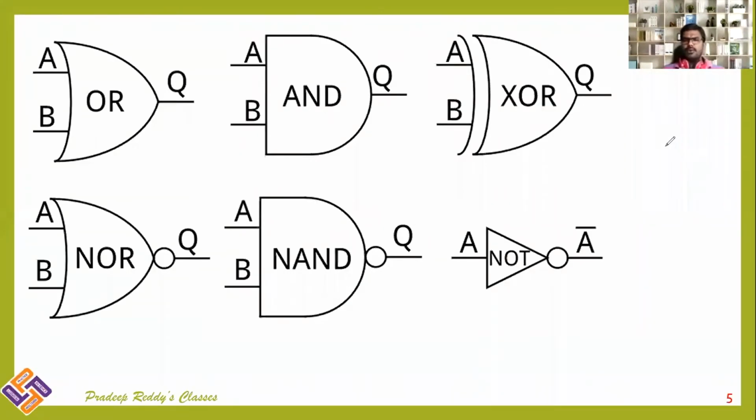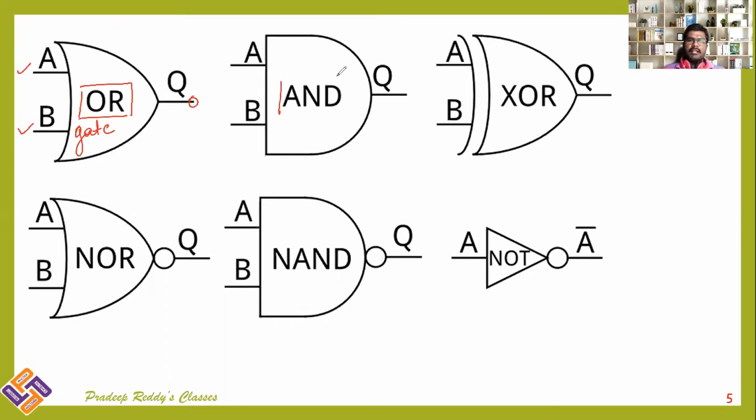Students, as I already told you, there are only a few basic types of logic gates. The basic building blocks of all integrated circuits are logic gates. The 5 fundamental logic gates are these. Number 1, it is the OR gate. OR gate has 2 inputs and 1 output.